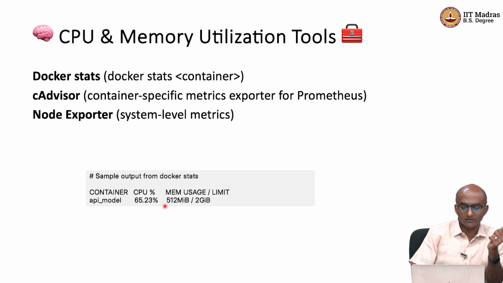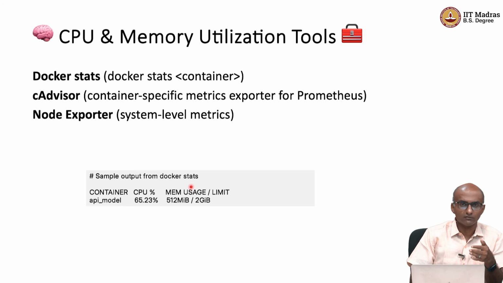So the example from Docker stats will look something like this. A particular container takes 65% memory, a point-in-time snapshot, by the way. So it's not representative of the lifetime of the model. It's point in time, in that specific instance when you executed this command. And the memory usage is 512 MB versus the allotted limit of 2 GB.